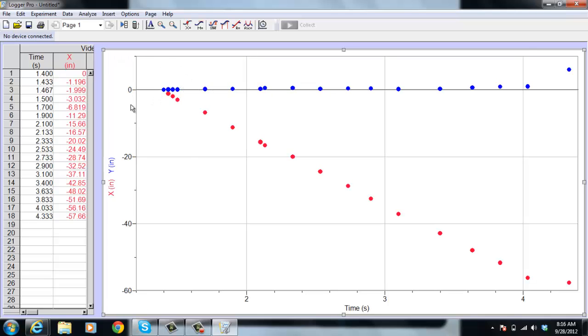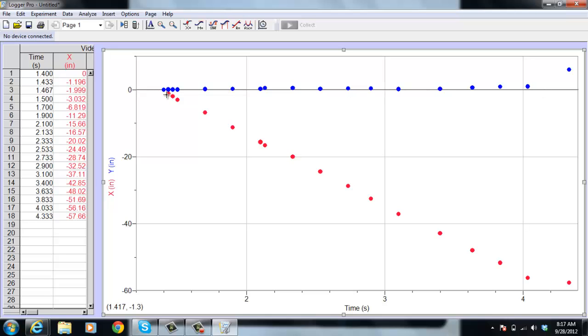We see the Y is plotted in blue and the X is plotted in red. This is making sense, right? Because how does our position in the Y direction change? As the ball rolls across the screen, really it doesn't go up or down. It basically stays right on that axis, so it stays on the 0. As time progresses, the Y stays the same.